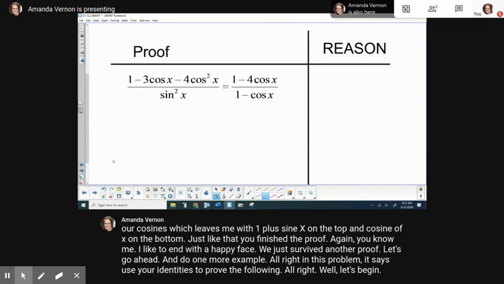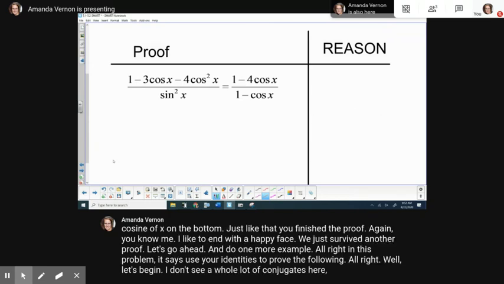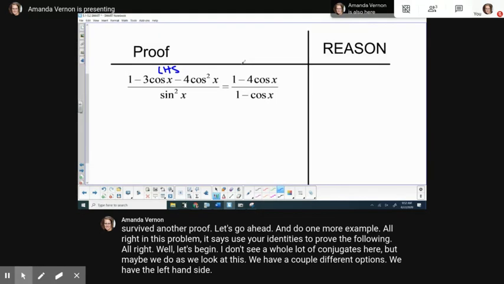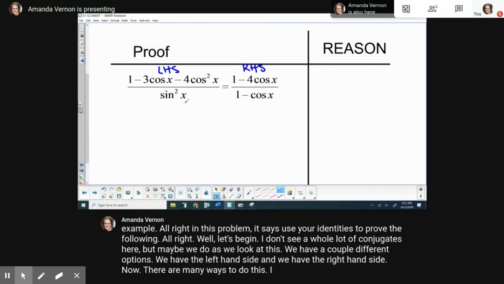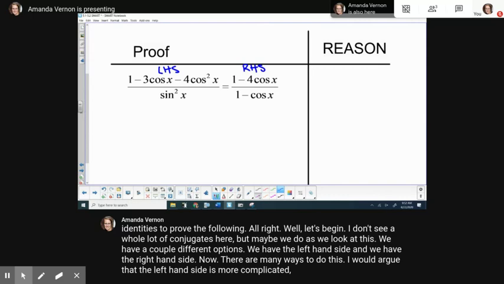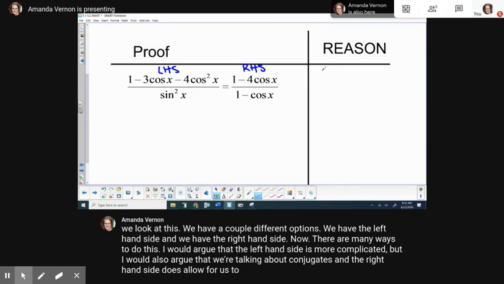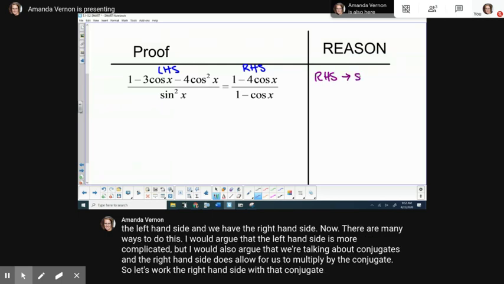I don't see a whole lot of conjugates here, but maybe we do. As we look at this, we have a couple different options. We have the left-hand side and we have the right-hand side. Now, there are many ways to do this. I would argue that the left-hand side is more complicated, but I would also argue that we're talking about conjugates and the right-hand side does allow for us to multiply by a conjugate. So let's work the right-hand side with that conjugate notation idea in mind.